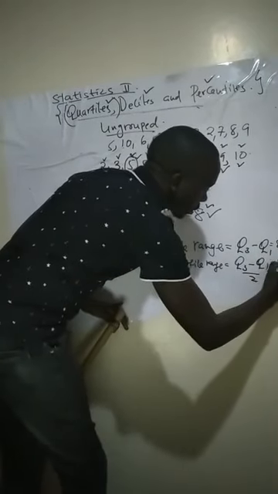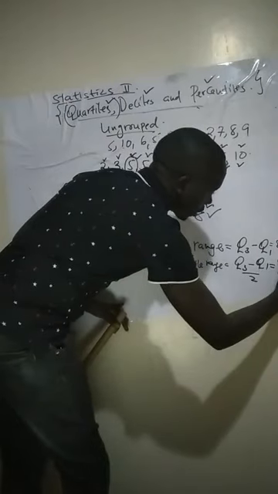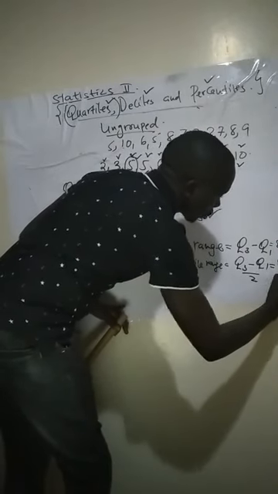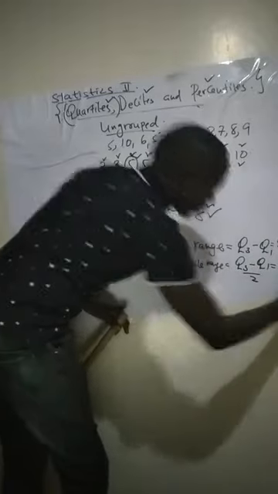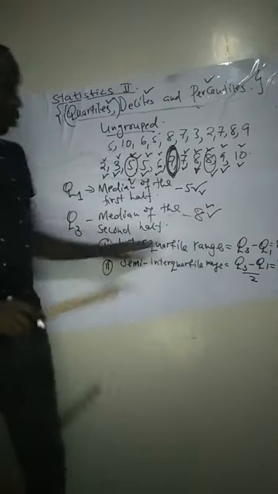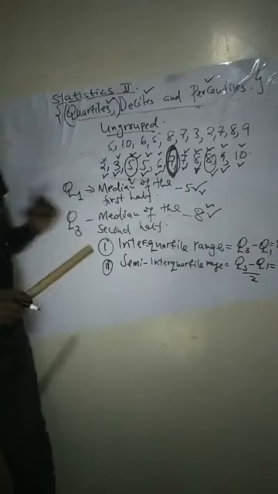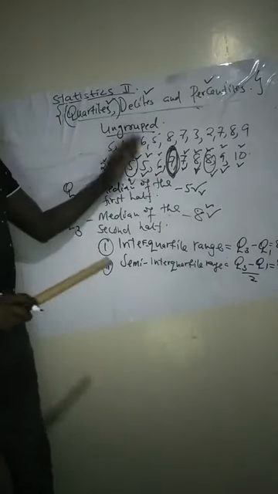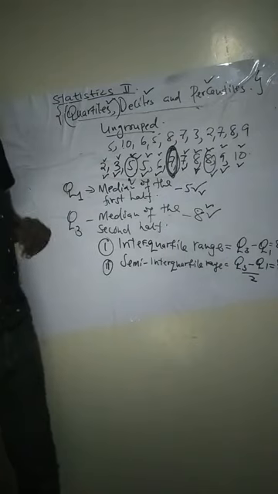So I have 8 minus 5 over 2. So my answer here is 1.5. That is the difference. Semi-interquartile, you divide by 2. Interquartile, you just subtract. Please note that this is the same as in grouped data.